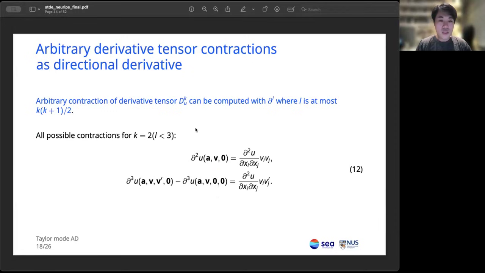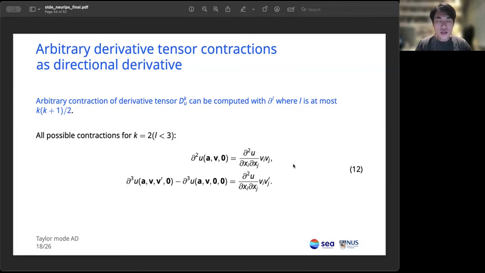So one of the key results in the paper is that arbitrary contraction of the derivative tensor of kth order can be computed with nth order directional derivatives, where this order is at most k times k plus 1 divided by 2. So here I'm showing the result for a concrete example for order 2. So for order 2, we are considering the contraction to Hessians, and there are basically two possible contractions. You can either contract Hessian left and right with the same vector v, or with different vector v and v prime. So here I covered the two cases here in equation 12.